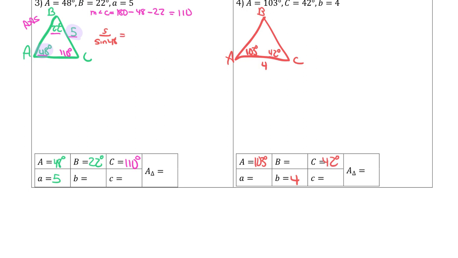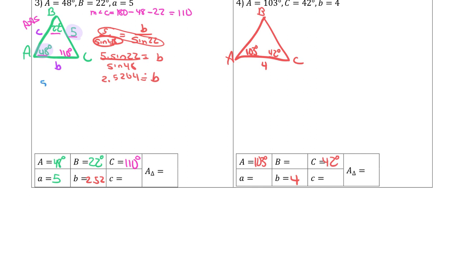So let's go find side B. This is side C, this is side B, and angle B is 22 degrees. I'm going to multiply those together. 5 times sine 22 divided by sine 48 will give me side B. So B is approximately 2.5204, so 2.52.